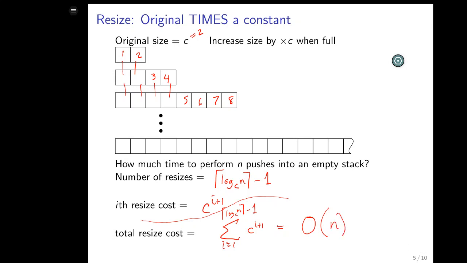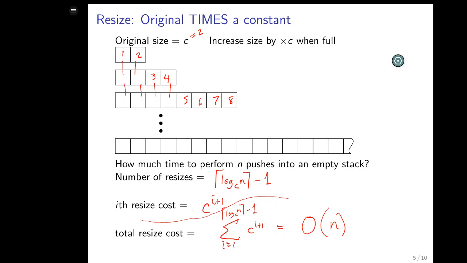So the total amount of work we did in the resize when we resized by multiplying by a factor is only order n, whereas the total amount that we did when we were adding was n squared. Well, that's like extra overhead. This whole resize thing is extra overhead. We want to minimize that.